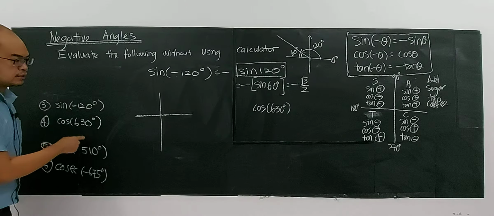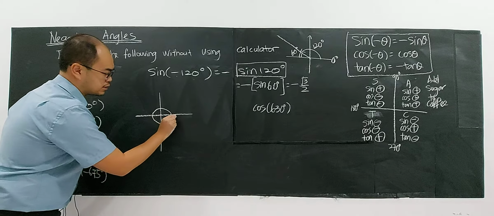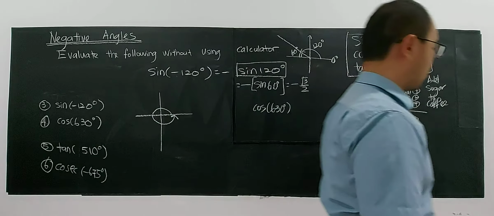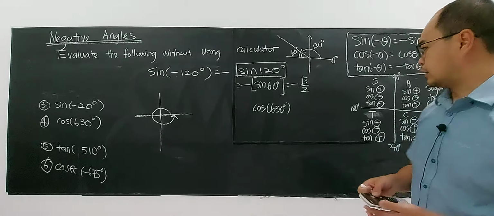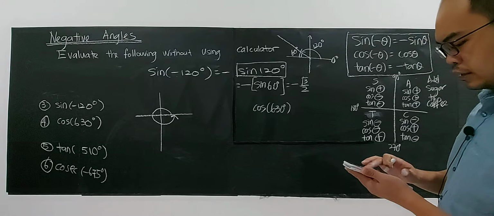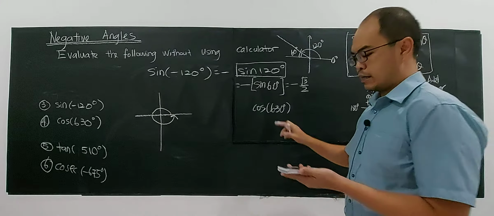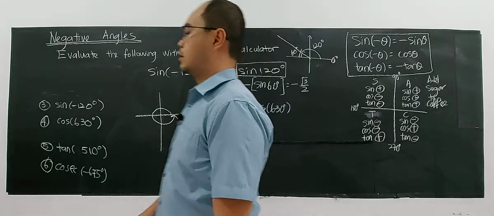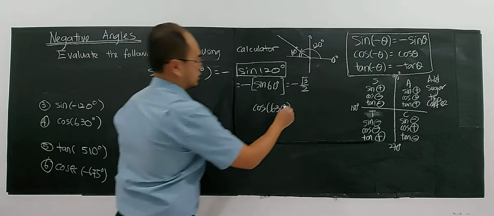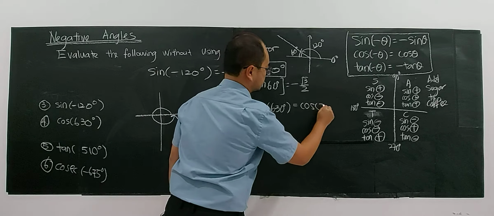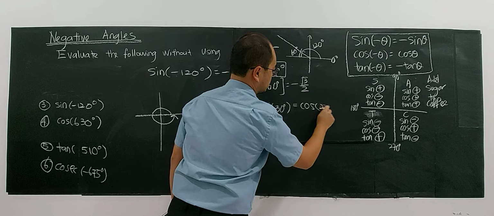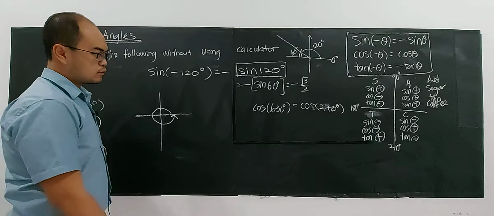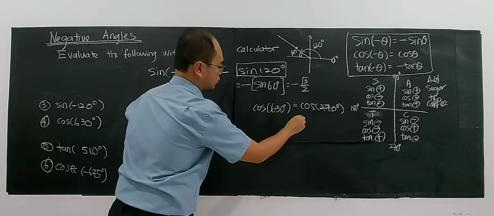So 630 is more than 360, right? So you have 360, then you take 630 minus 360, then you have the remaining cos. It's the same as cos 270, right? So what is the value of cos 270?